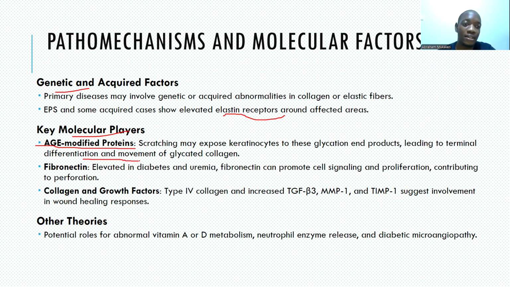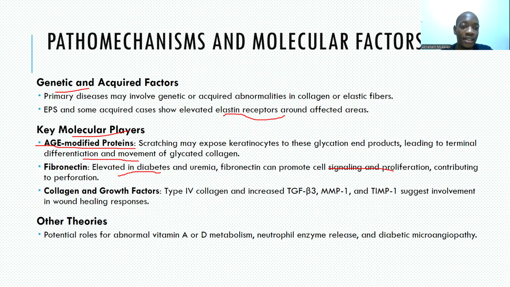Then there's a thinking that fibronectin, which is seen to be elevated in diabetics and uremia patients, plays a role in promoting cell signaling and proliferation. And this gives a net result of you forming that hyperkeratosis, which then engulfs the abnormal tissues that are below the abnormal connective tissues.